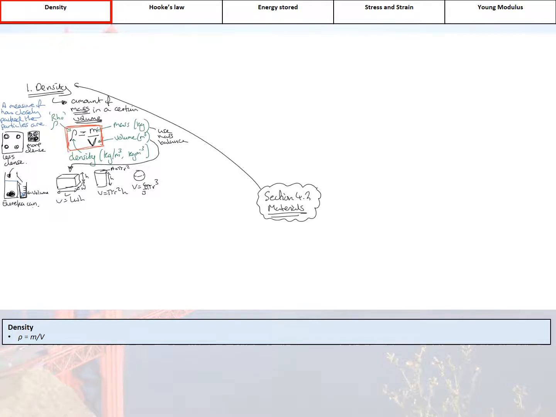And the last thing I'll mention, which isn't particularly on the specification, but it's useful to know, is let's just talk about floating and what role density plays in floating. So imagine that you had a boat. Here we go, this is my amazing boat. Now the boat has a weight pulling it down, mass of boat times g, and there must be an equal and opposite upthrust pushing it up.